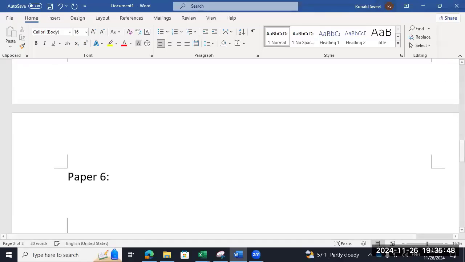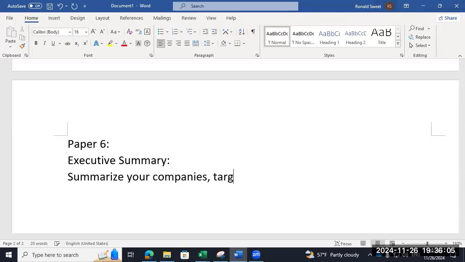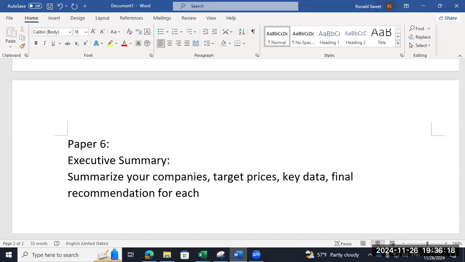So it's a team project. What are you going to do? You're going to have an executive summary. We'll talk about those a little more on Tuesday. But you're going to summarize your companies, your target prices, some key data, and a final recommendation for each stock. As a team, you're going to have to decide your recommendations.